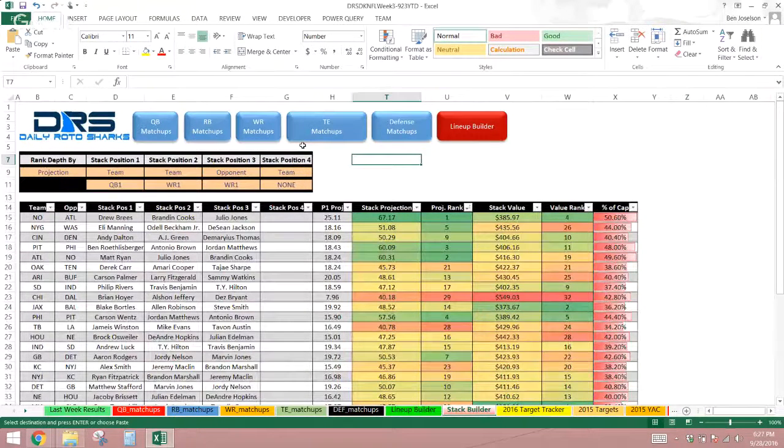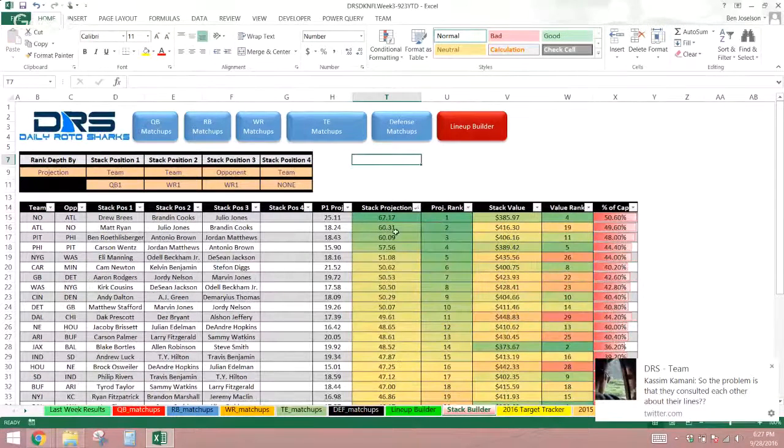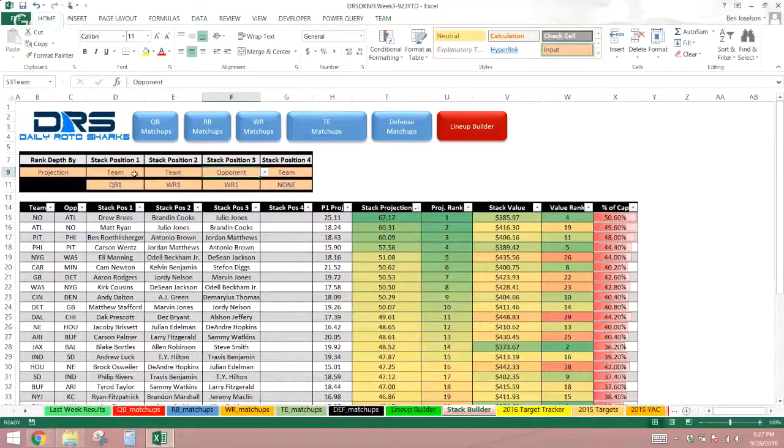This is a really cool tool that our team member Joe, DFS Analytics, set up for us. And what it does is you sort by the stack projection right here. And then what you're looking at is you have either the team or the opponent. And right now we have it set up so the quarterback and the wide receiver one from a team is here. So we have Breeze and Cooks.